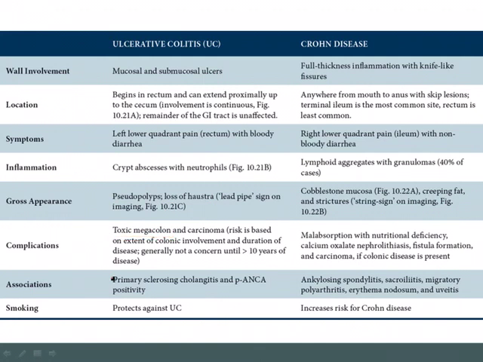Another complication, perhaps the most important, the highest yield as far as the complications are concerned, is carcinoma. When patients have ulcerative colitis, the feared complication is that they're going to develop dysplasia, and then after the dysplasia, they're going to get carcinoma. Now, the risk of carcinoma is based on two major factors. Number one, the extent of colonic involvement. So the more you involve the colon, the more likely you are to get cancer.